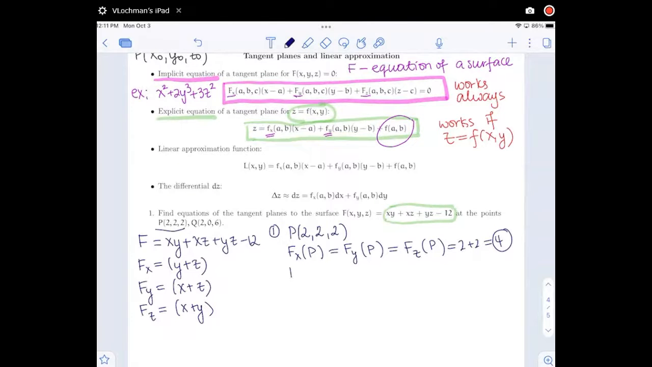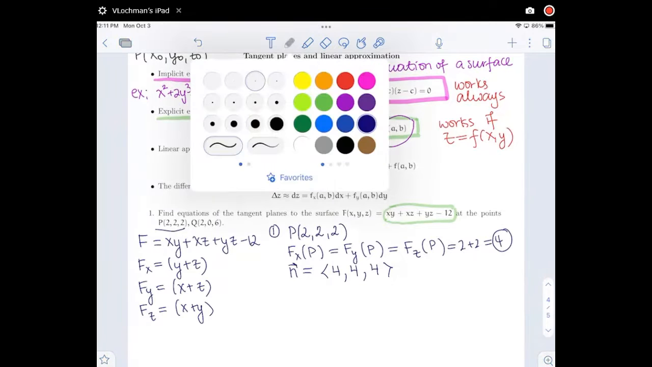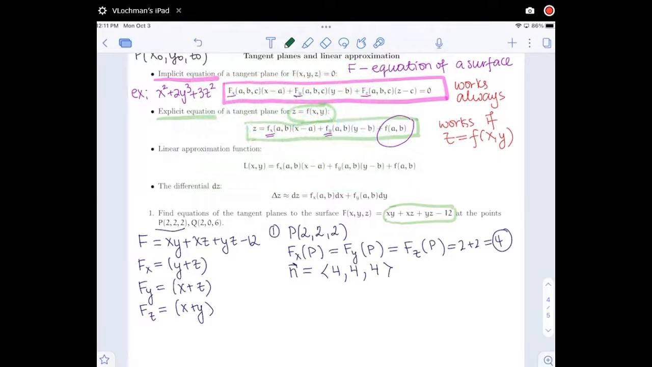Okay, so that's going to be your normal vector with components 4, 4, 4. Now I'm going to take that point. Let me use a different color to differentiate my answer here. So this is 4 times x minus 2 plus 4 times y minus 2 plus 4 times z minus 2. That's equal to 0, right? My normal vector, the dot product of my normal vector with all points in that plane should be 0.